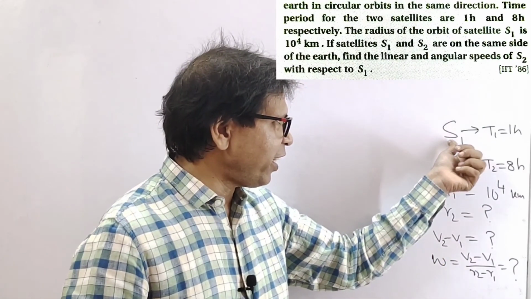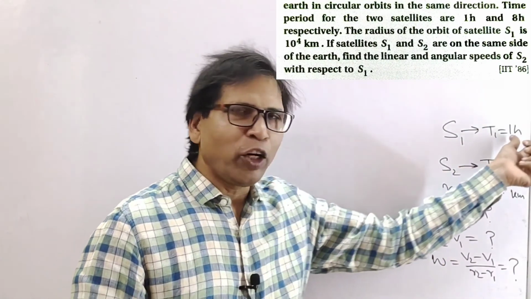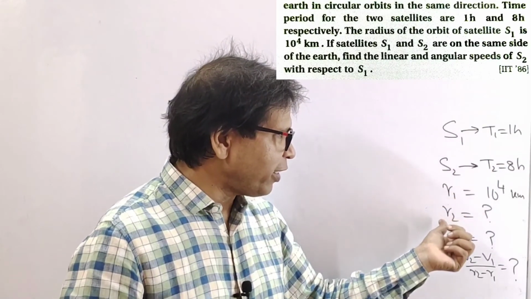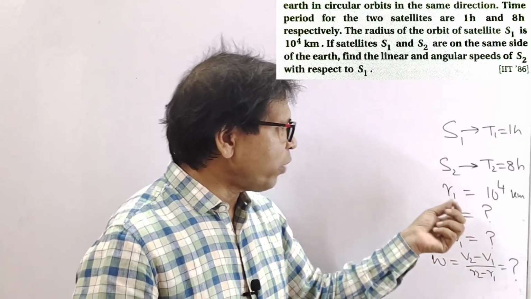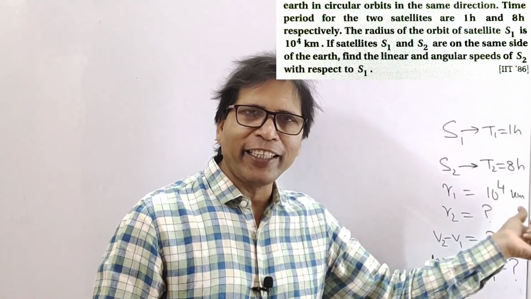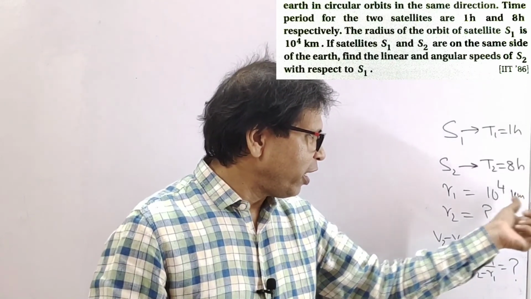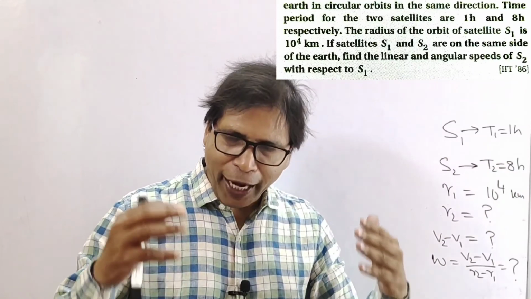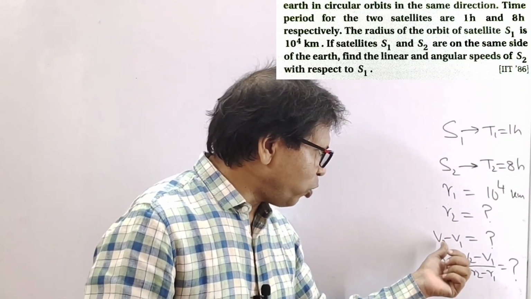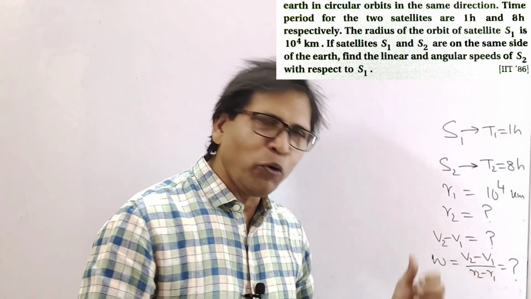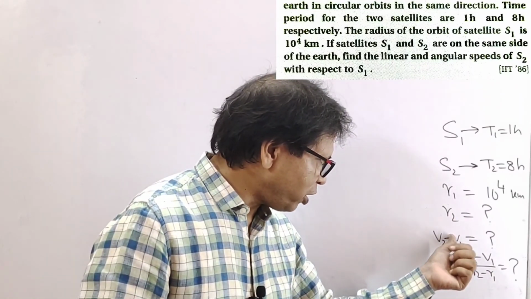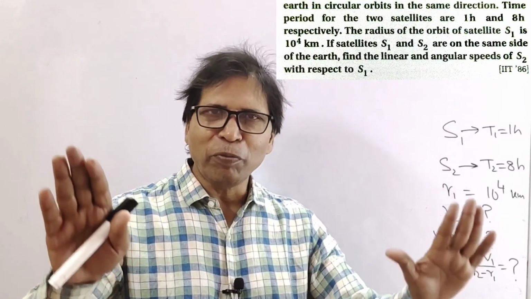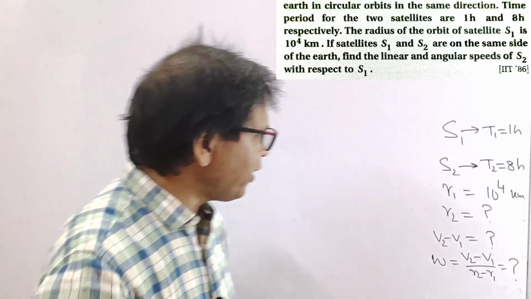Two satellites S1 and S2 have periods of revolution 1 hour and 8 hours. The radius of the first satellite is 10 to the power 4 kilometer. Now we have to calculate the radius of the second, and we have to calculate the linear velocity of the second. We also calculate the linear velocity and angular velocity of the second with respect to the first. Okay. Now look at this.